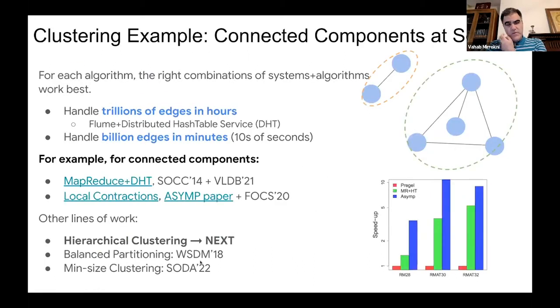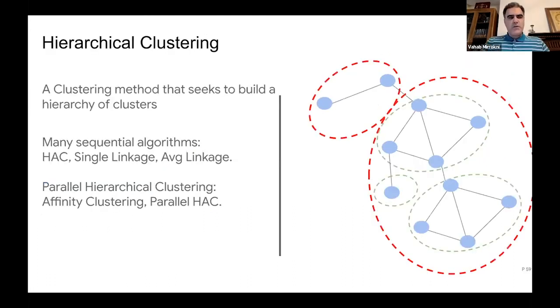One prominent example is connected components, where we have both distributed and multi-core parallel algorithms. But connected components is very related to what we call hierarchical clustering, and that's what I want to tell you in this part of the talk. What I mean by hierarchical clustering is, as you've seen, the clustering method that gives us a hierarchy of clusters, and there are many different sequential algorithms for it.